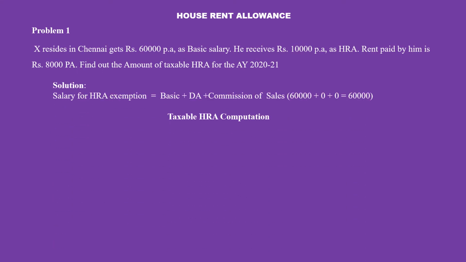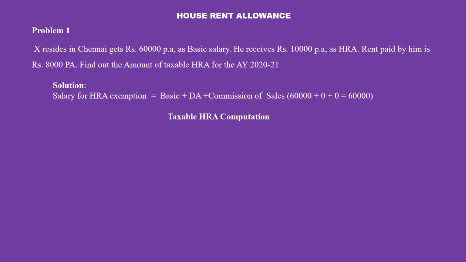So first we'll start by calculating the salary of this person. For HRA purpose, we said salary means basic plus DA plus commission on sales. We know the basic given to him is 60,000. DA and commission are not given, so we need not calculate anything. That will be 0. So 60,000 plus 0 is equal to 60,000. That is the salary for HRA calculation purpose.